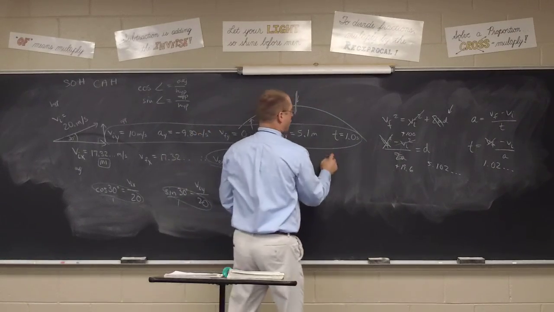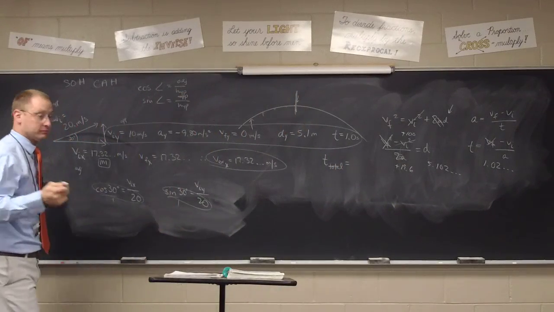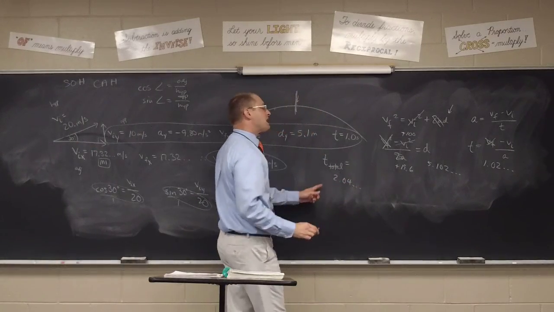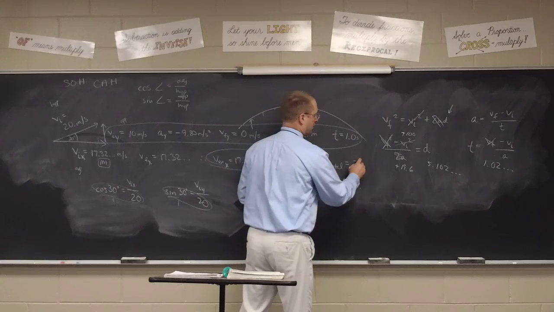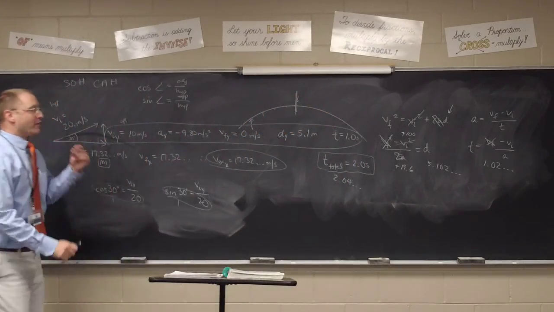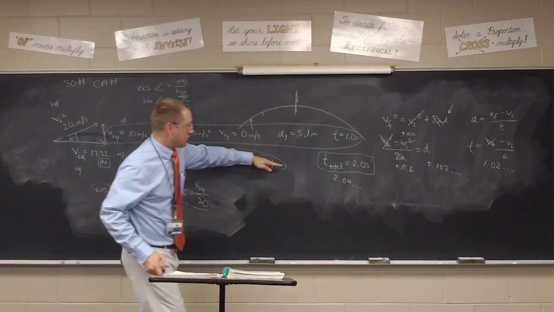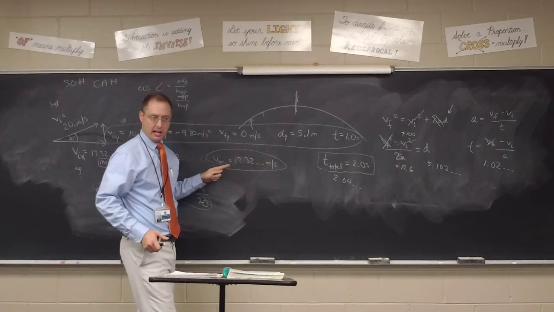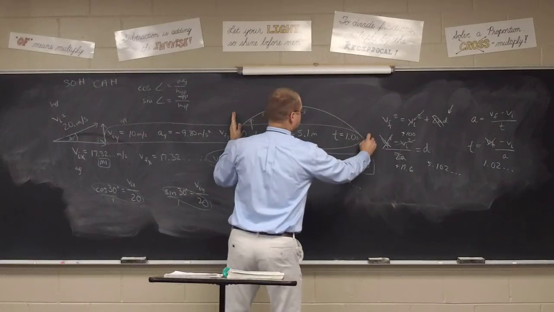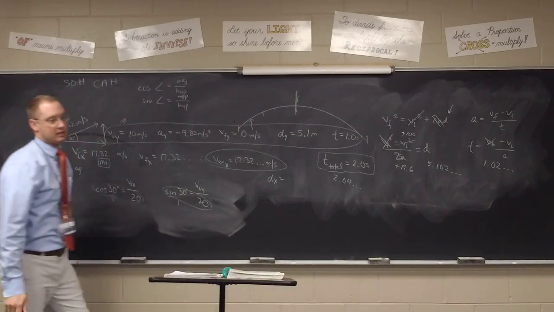So what's the total time the ball's in the air then? 2.04. 2.04, blah, blah, blah, which means, round it off, 2.0 seconds. That's how long the ball's in the air. And the whole time it's in the air, it's going forward at 17.32 meters per second, right? So how do I find from here to here the displacement in the x?